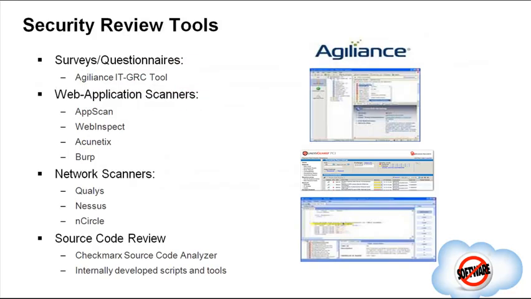Just to give you an idea of the tools that we use, there's a number of different tools for web application scanning like AppScan, WebInspect, Acunetix, Burp. Network scanning, we have Qualys, Nessus, and Encircle. And for source code analysis, we have the Checkmarx source code analysis tool, as well as some internally developed scripts and tools. It does not mean that we will run all these tools against your application. We may run one or a combination of these tools as deemed necessary.